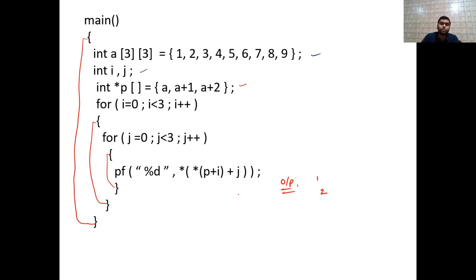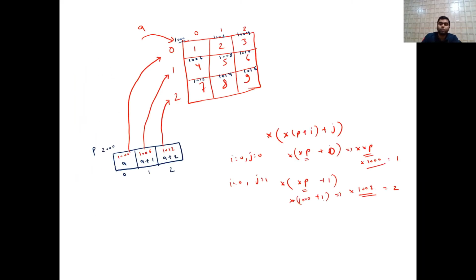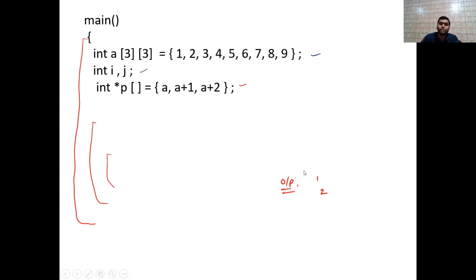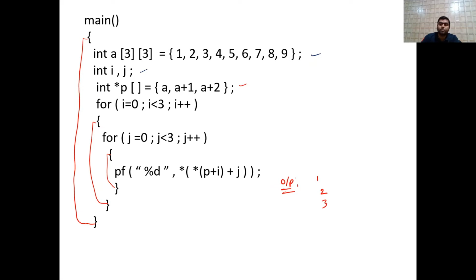So the next output will be 2. Now next time the value of i is the same, but j will differ, j is 2. So *(*p + 2) means ultimately it is *(1000 + 2). So it is *(1004). So this will give you what is the value at 1004? So the value at 1004 is going to be 3. Okay, so the third output is 3.